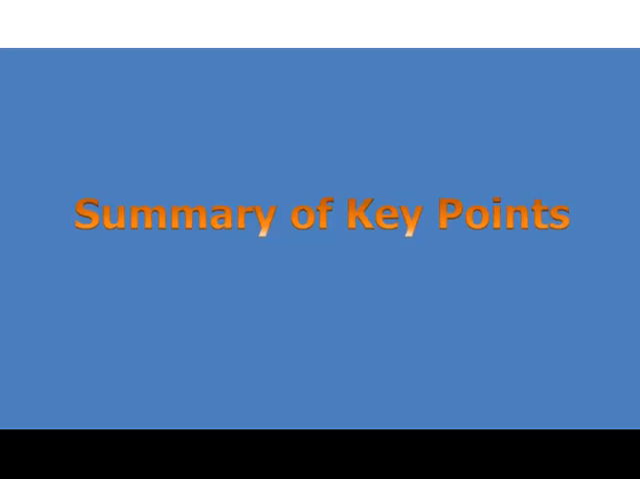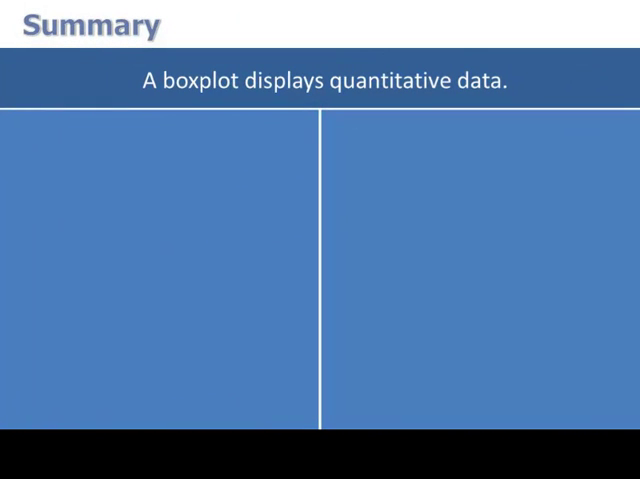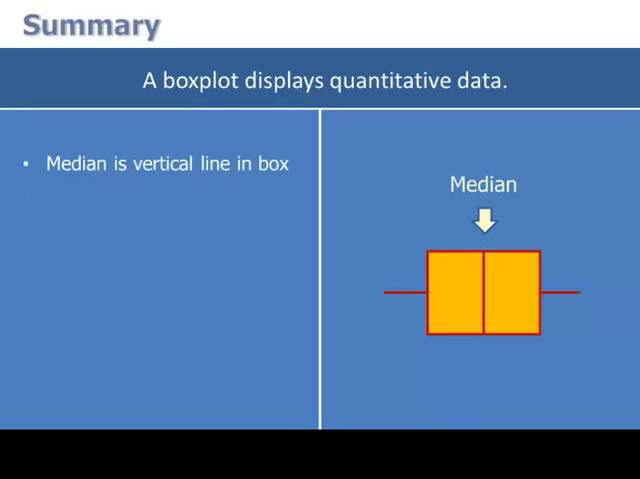Let's review what we've learned about box plots. A box plot displays patterns of quantitative data. The median of the data set is represented by the vertical line in the box. The median is the same as Q2, the second quartile. The sides of the box represent Q1 and Q3, the first and third quartiles.